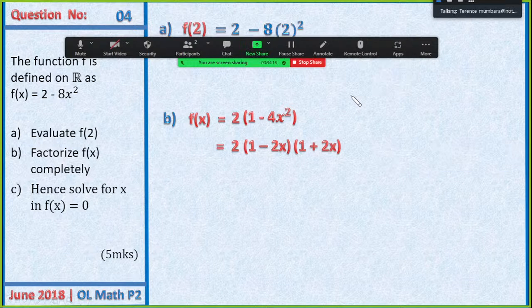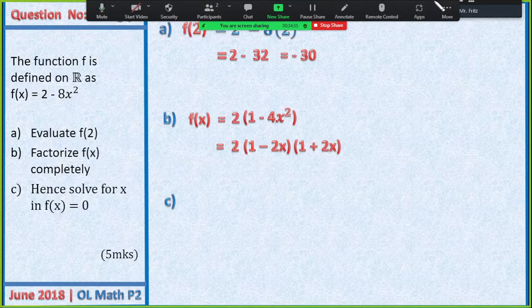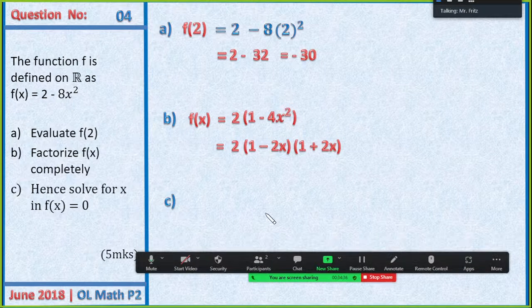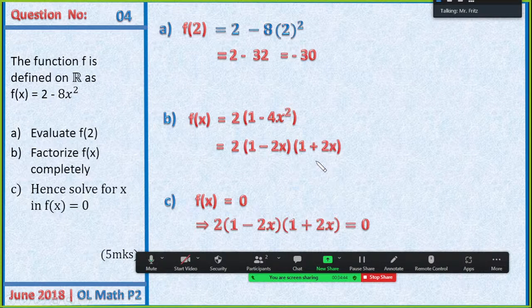So I'm getting you, sir. Right now the C part is saying hence we should solve for x in f of x equals 0. So here we just have to equate this to 0. Equate this to 0, what are we going to have? We'll have 2 into 1 minus 2x into 1 plus 2x equals 0.